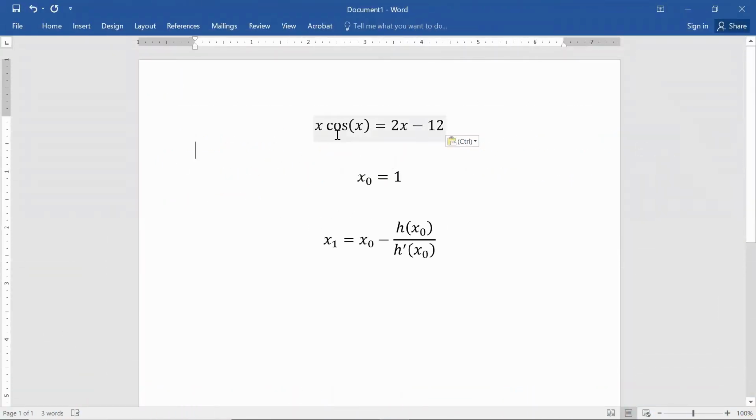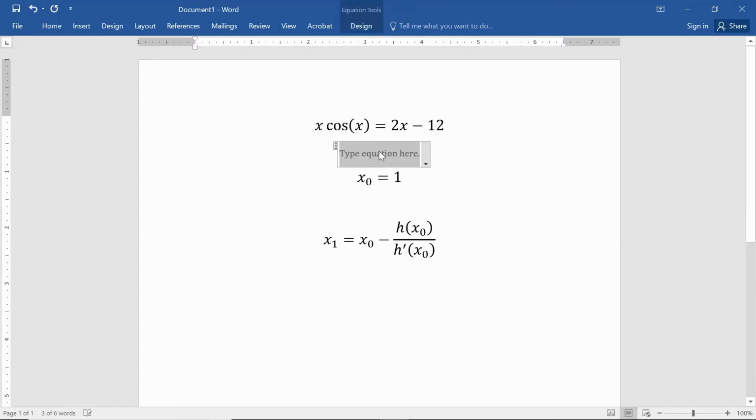We have x times cosine x equals 2x minus 12. We want to start with an initial guess of 1. By the way, we've used 1 a number of times. It doesn't matter what your initial guess is. You can start an initial guess at anything. But remember, if you start at a different number, you might get a different root than what I get if I start at 1. So be careful about that.